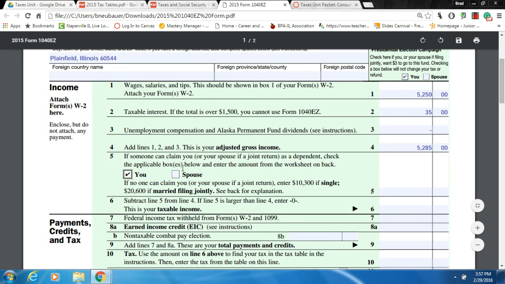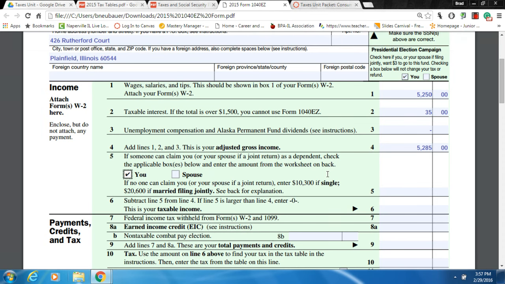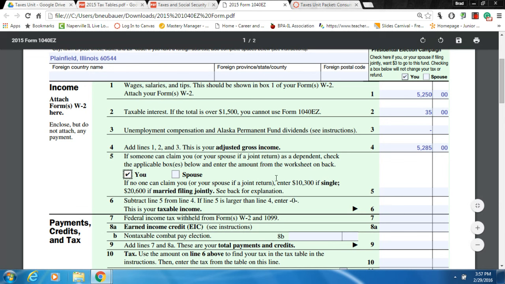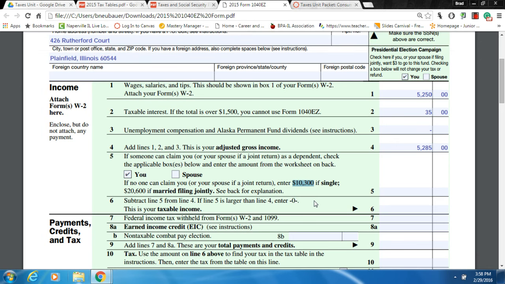So it says check the applicable box below and enter the amount from the worksheet on the back. And I'll scroll down to get to the back of the worksheet here in a second, but let me explain what is going on here. If no one can claim you as a dependent, you get to enter $10,300 if you're single, or $20,600 if you're married filing jointly. You'll just see that this $20,600 is just this number right here, double, okay? What this $10,300 is, it's your standard deduction of $6,300 and your exemption of $4,000. It's those two numbers combined.